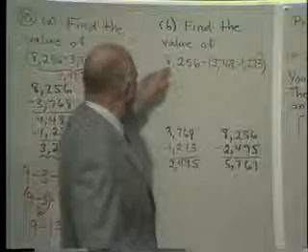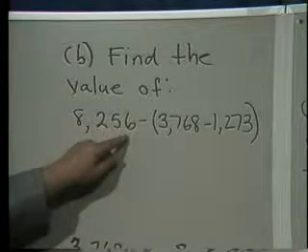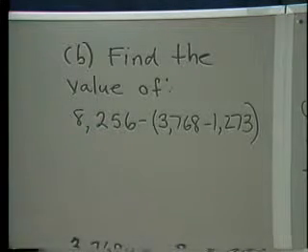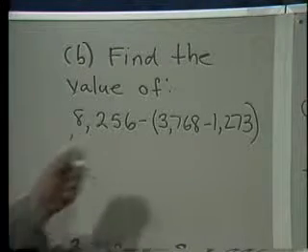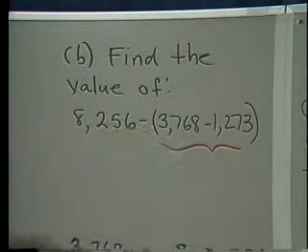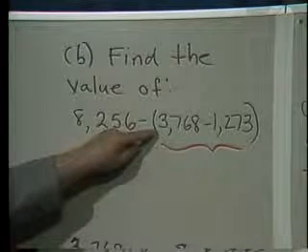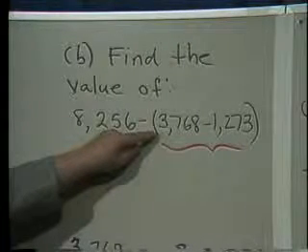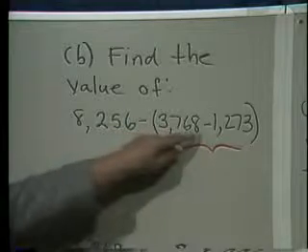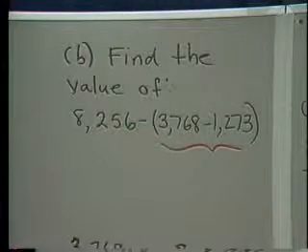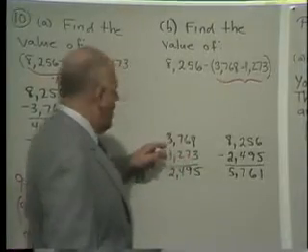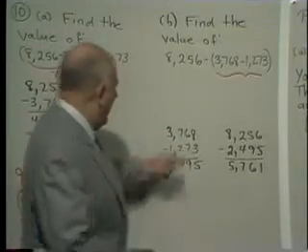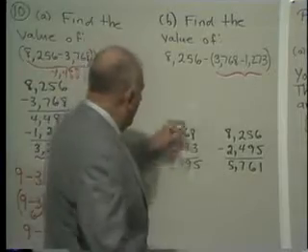Now what we say is take 8,256 and subtract (3,768 minus 1,273). I'm treating this as if it was just one number. To do what's in the parentheses first, what am I going to do? I'm going to start with 3,768 and subtract 1,273. If I subtract 1,273 from 3,768, you see what happens over here? 3 from 8 is 5.